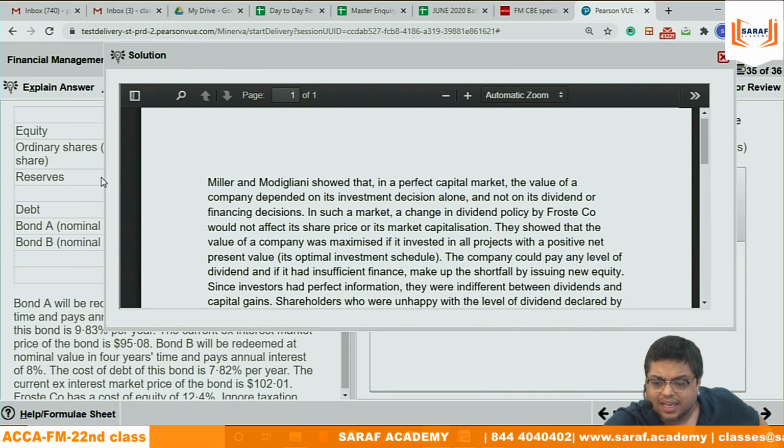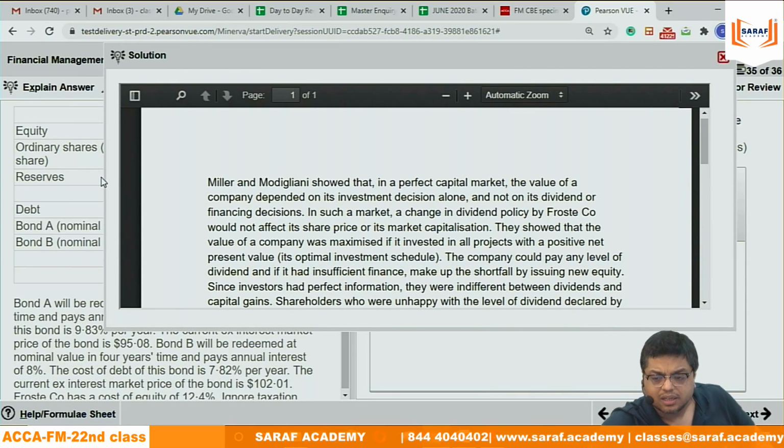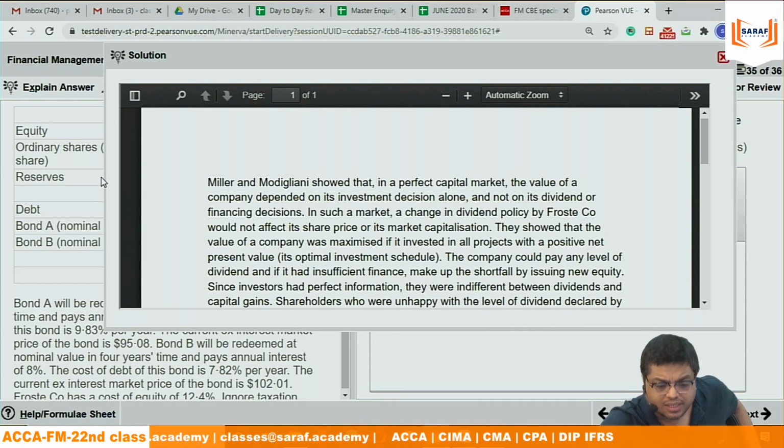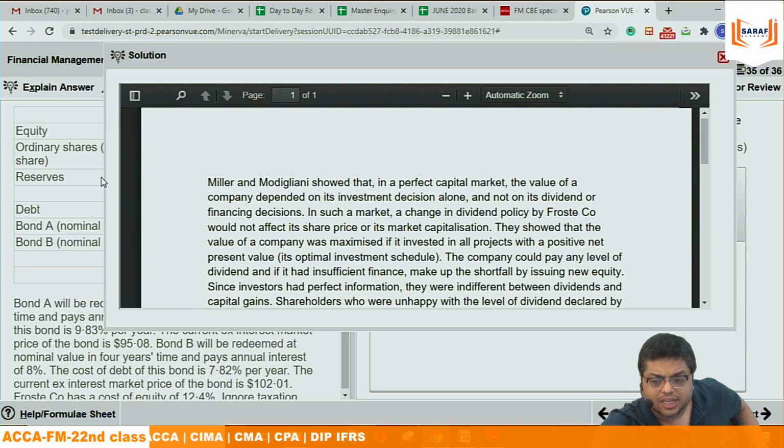MM showed that in a perfect capital market, the value of a company depends on its investment decision alone, and not on its dividend or financing decision. Whether you pay less dividend, more dividend, or don't pay dividend, MM says that the price of the company does not depend upon that. In such a market, a change in the dividend policy by a company would not affect its share price or its market capitalization.